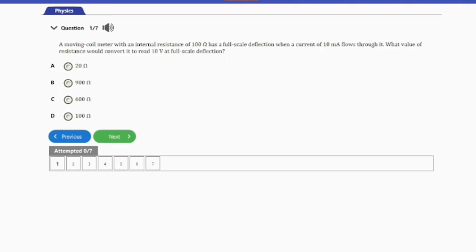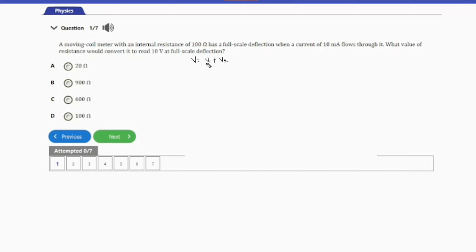In order to convert this milliammeter, or galvanometer, to a voltmeter, we are simply going to connect it to a series resistor, actually a multiplier, which is a high value resistor in series. It means that the voltage across the system will be the sum of the voltages across the moving coil meter and that of the external resistor.